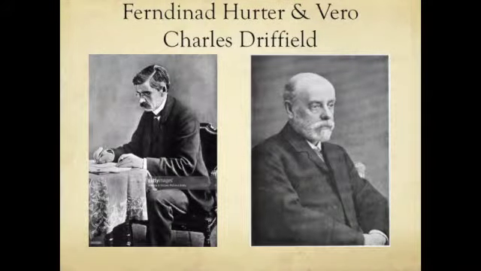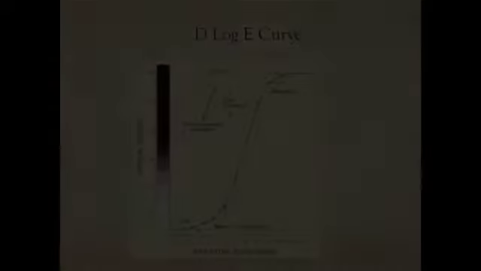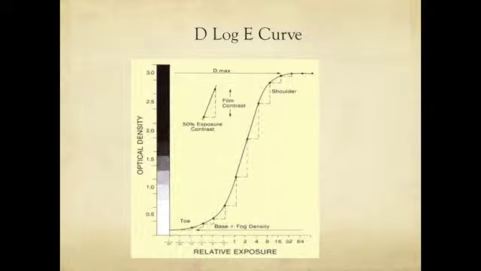How are we able to determine between an optimal image, underexposed or overexposed film? Simply by using the D-log-E curve created by two photographers, Hurter and Driffield, in 1890. The D-log-E curve is a graphic relationship between the amount of exposure and resultant density. There are 5 important components within the curve: base plus fog, toe, straight line portion, shoulder, and Dmax.